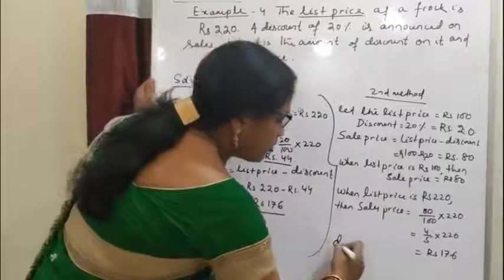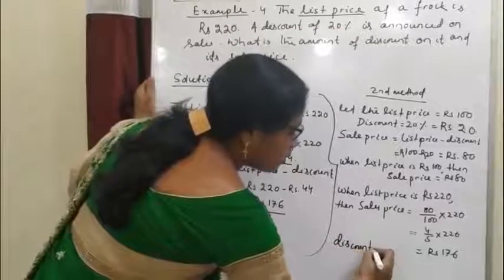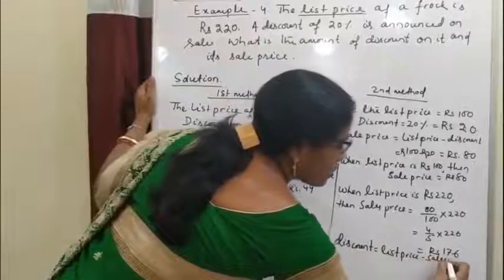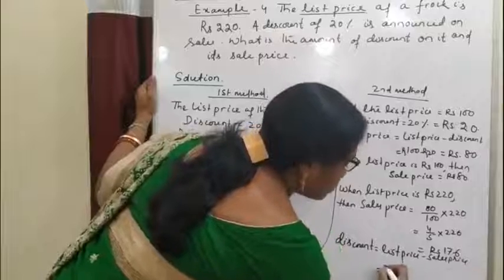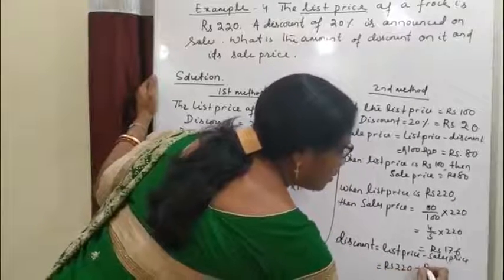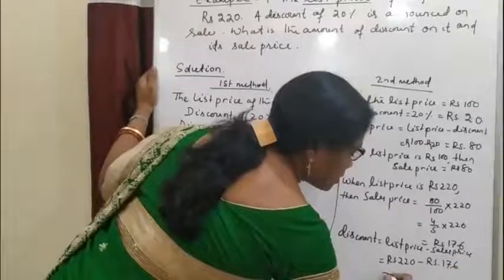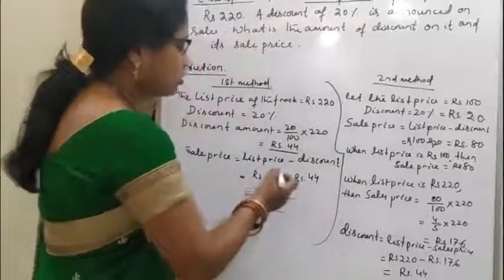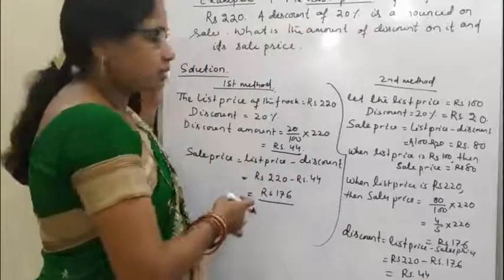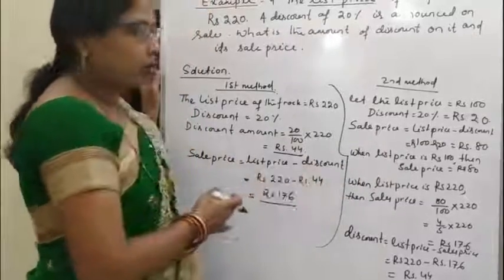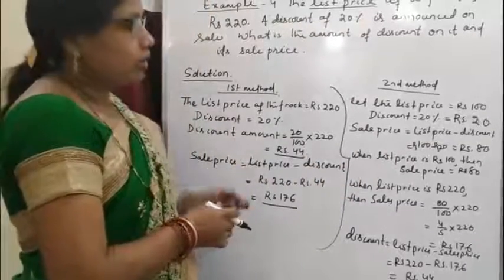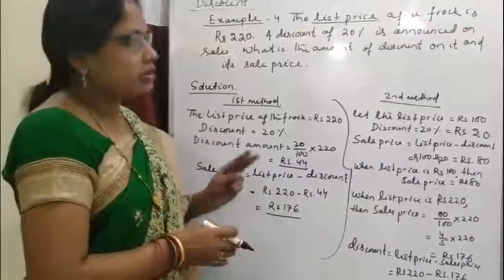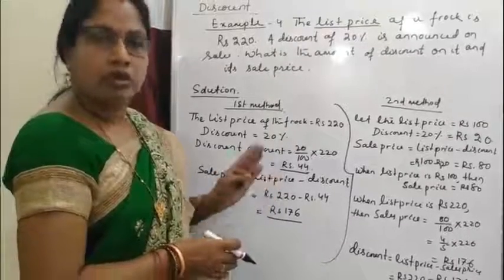Then what is the discount amount? Discount is equal to list price minus sale price, so rupees 220 minus rupees 176, which is rupees 44. This is the discount amount, the same as we found in the first method. Any method you can adopt, whichever is convenient to you. So these are all about discount. Remember one thing: discount is subtracted from mark price to get the sale price.